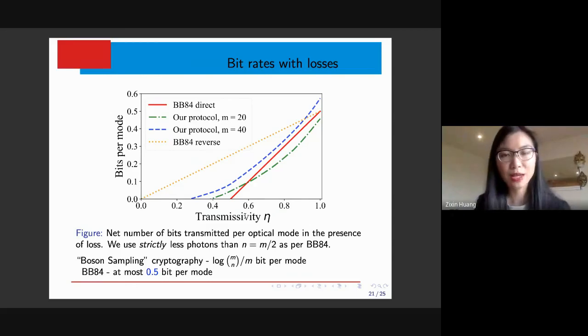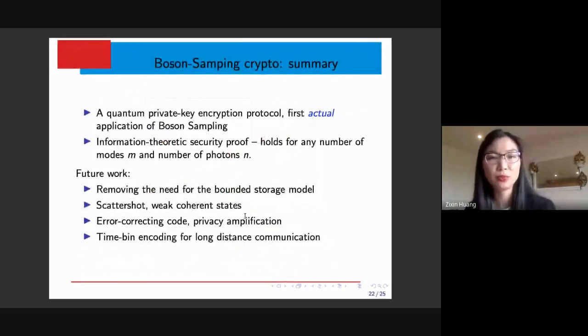Okay. Now, in conclusion, we have a quantum private key encryption protocol, which is the first actual application of boson sampling. We have an information theoretic proof that our protocol works for any number of modes and number of photons. And in the future, we would like to remove this need to impose the bounded quantum storage model. We might look at scattershot boson sampling or weak coherent states, because they're slightly easier to make in the lab. We will look at error correcting codes, privacy amplification, and time binary coding for long distance communication.